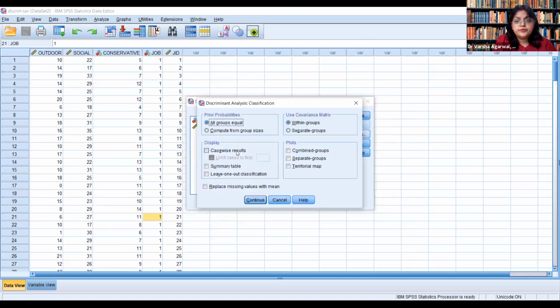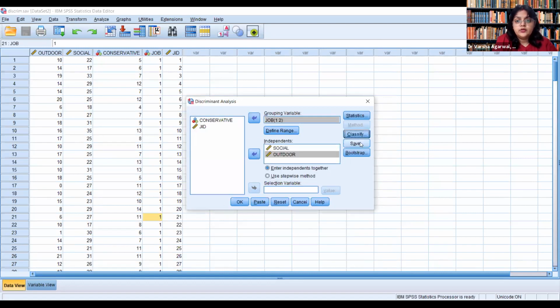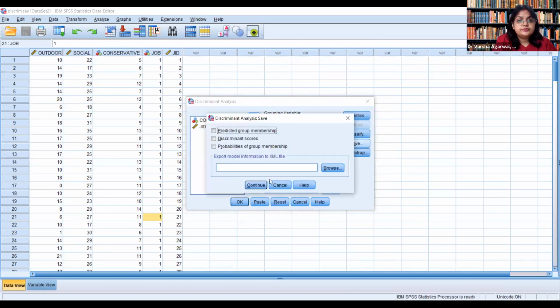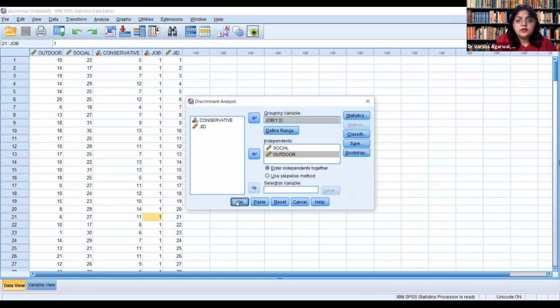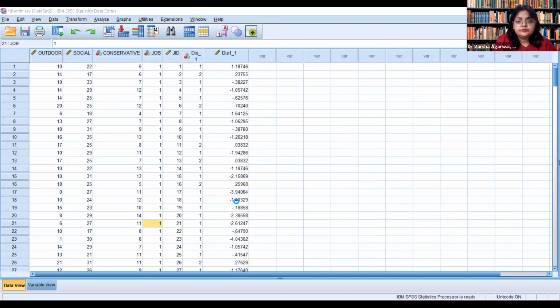Classify. So within groups, whatever is given as it is, I'm taking it, not doing any changes. Discriminant scores, want to save. Predicted group membership. This is all optional. Let me show you the output.